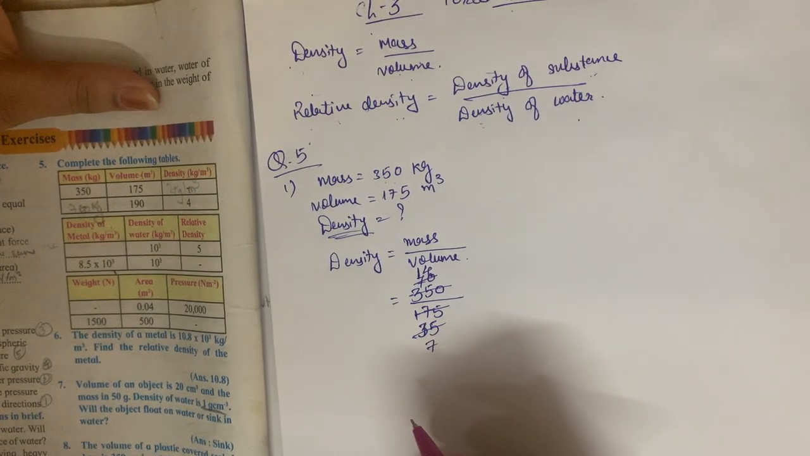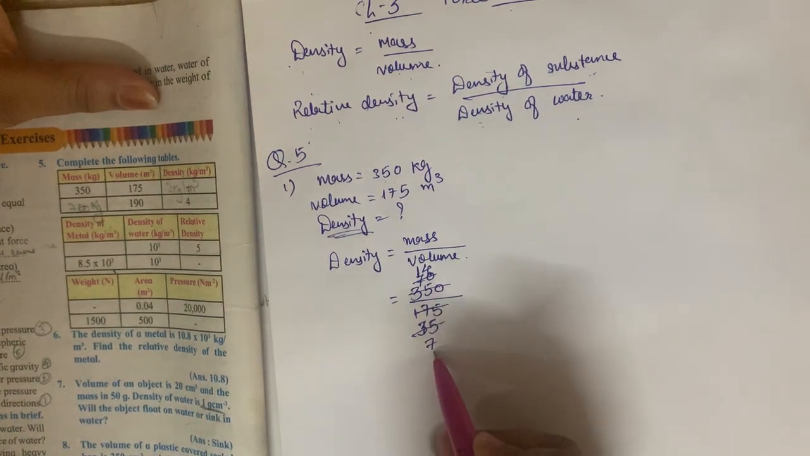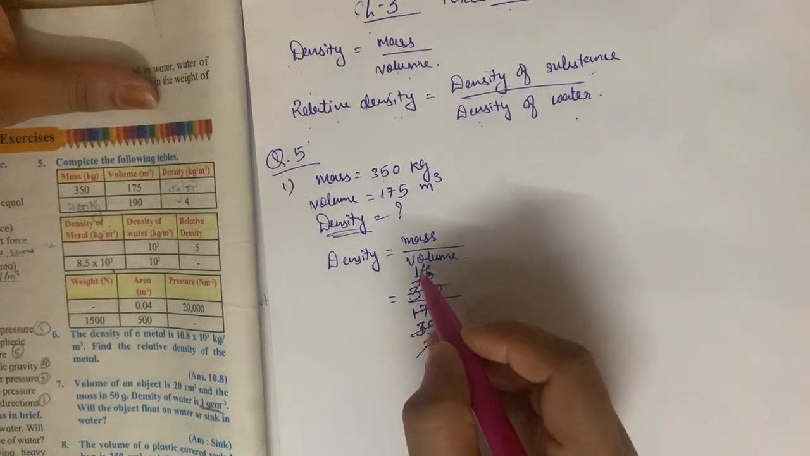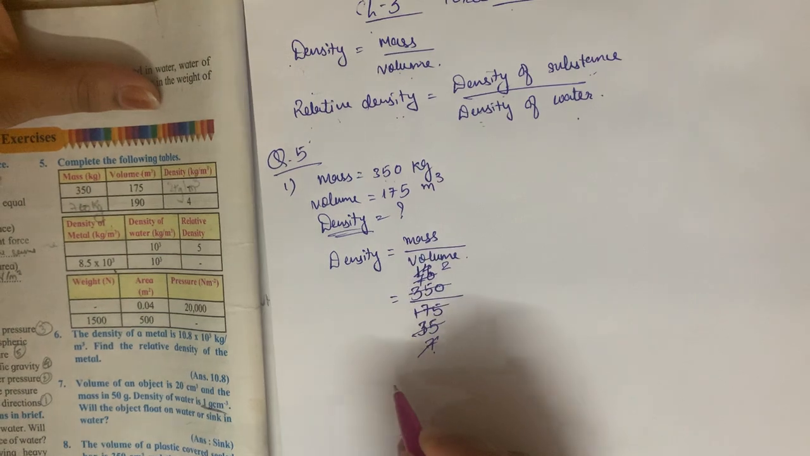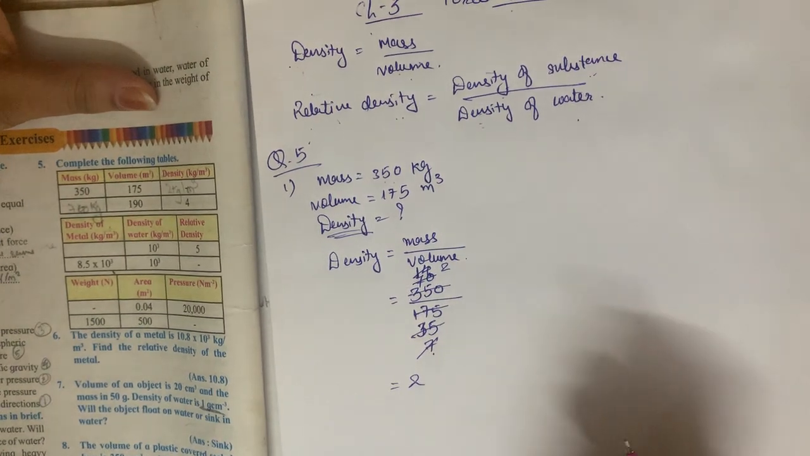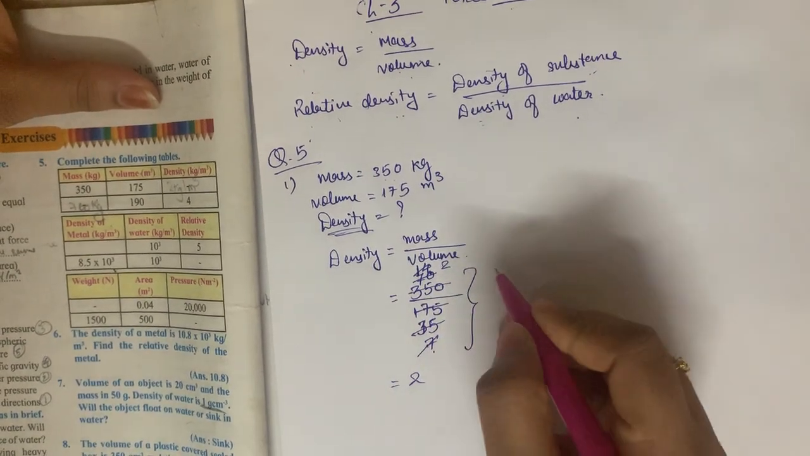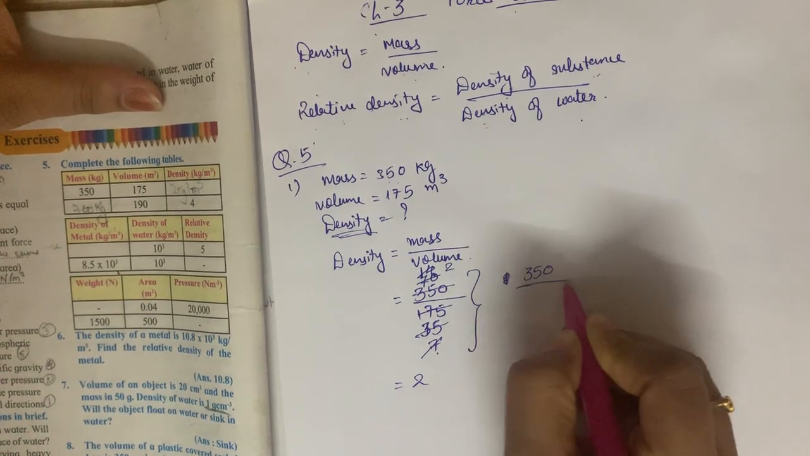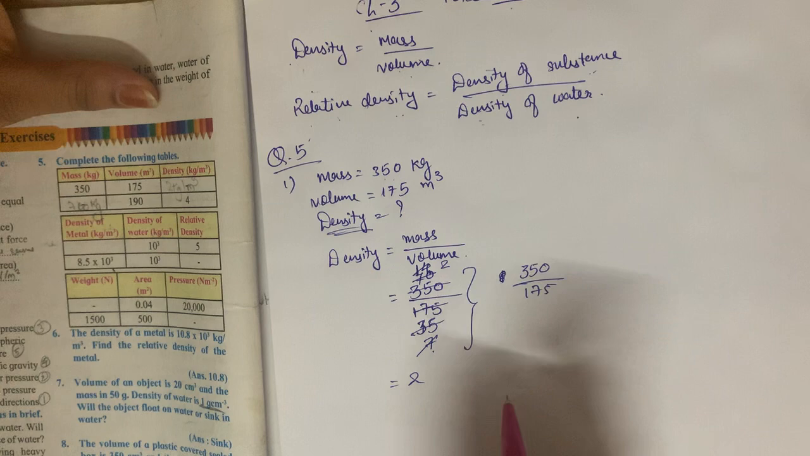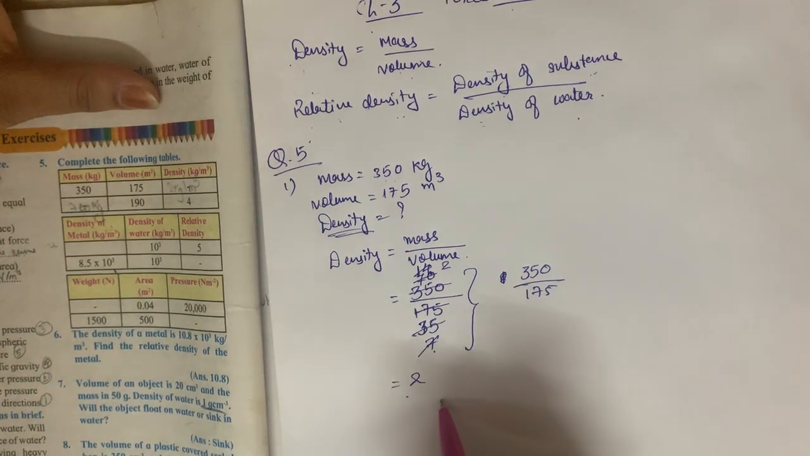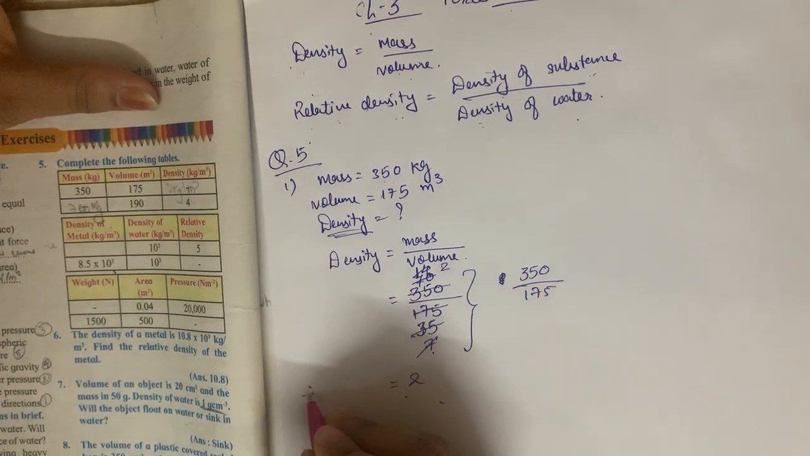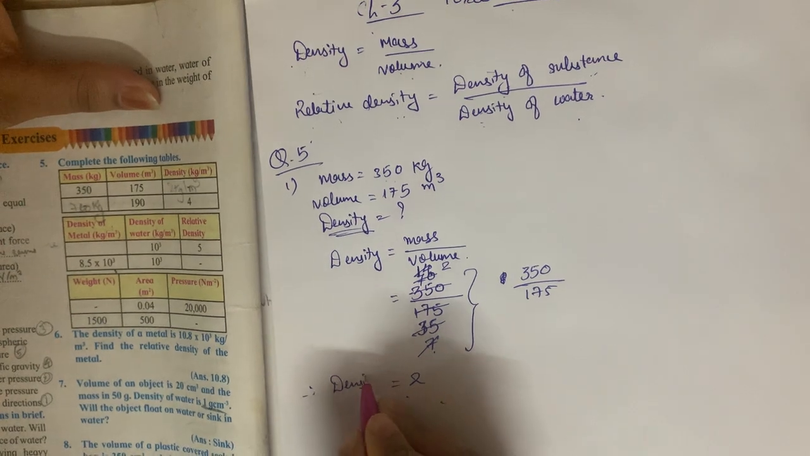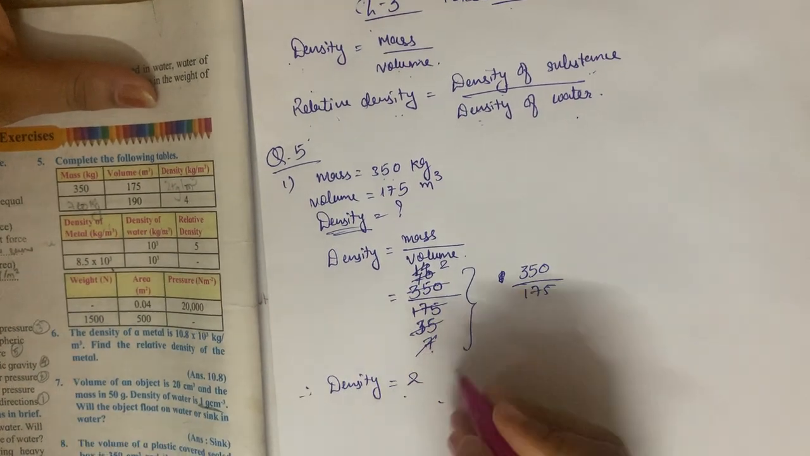Is it clear? So is it possible now? 14 divided by 2. Still it is possible, that is 2. The answer is 2. This is a normal calculation. You can do it separately if you are getting confused. This is 350 by 175. If you do the calculation, you will get the answer 2. Is it clear? So what is your density? Density is equal to 2.